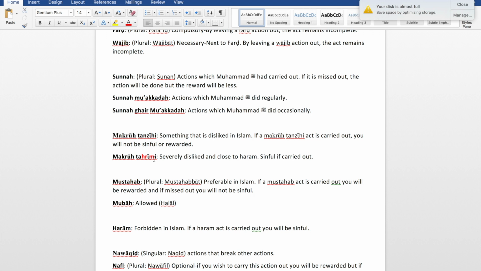Haram, isn't it? Haram. So this is how you remember this. Which one's which? So makruh tahrimi. That makruh which is severely disliked and close to haram. Sinful if carried out. This one and haram over here, they're supposed to be together.